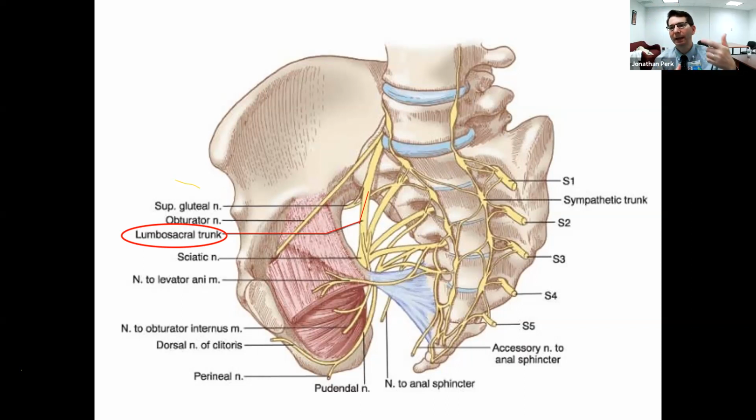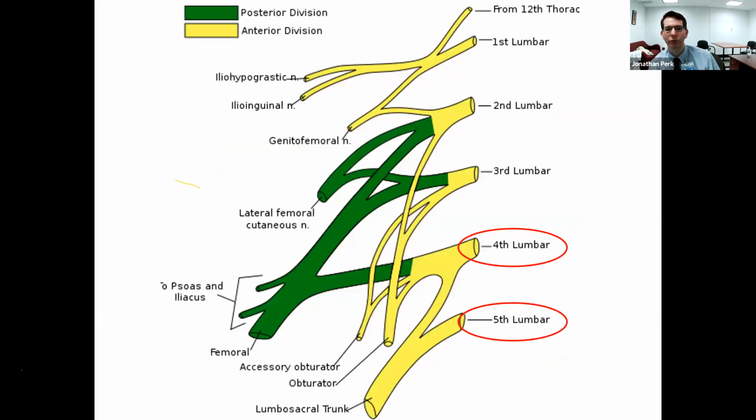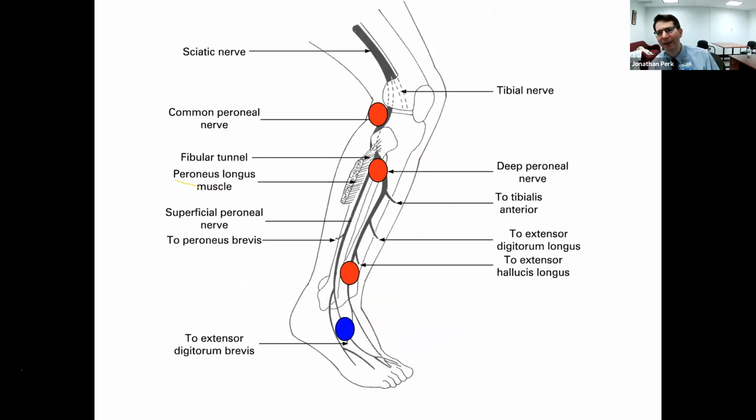So if we have the involvement of all the muscles that I mentioned, then you need to think of something higher up. In this case, it could be a lumbosacral trunk problem. Or if the patient has back pain, you start thinking of a radiculopathy. Radiculopathy invariably has back pain.